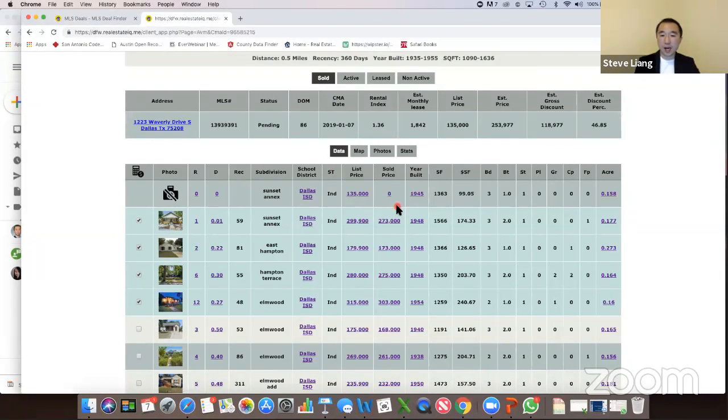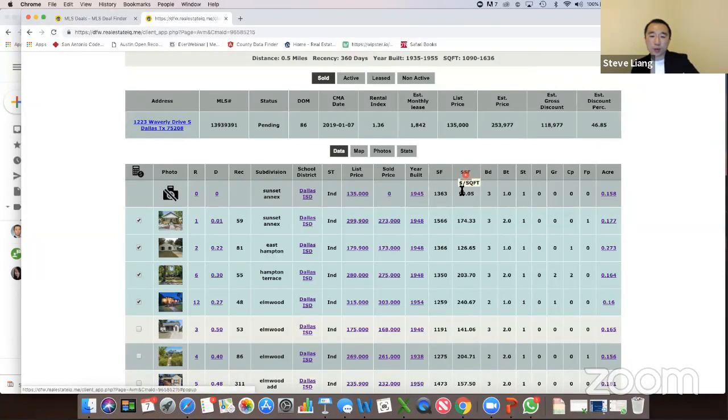Then you have list price, sold price, year built. You want to stay within plus minus 10 years. Square footage, you want to stay within plus minus 20%. And we already put all this stuff in there. So, and that's why we are looking at these. And now we're looking at as close as possible to pick our best comps.